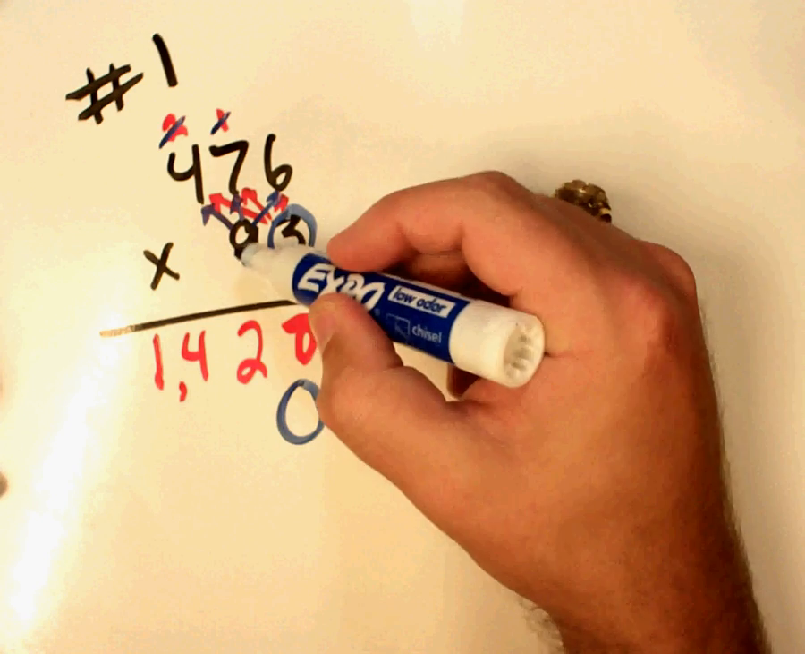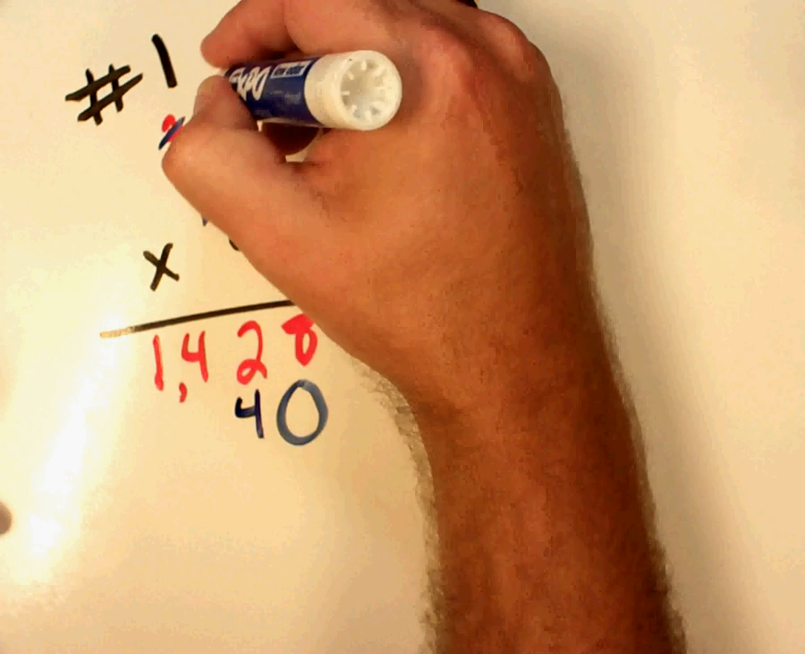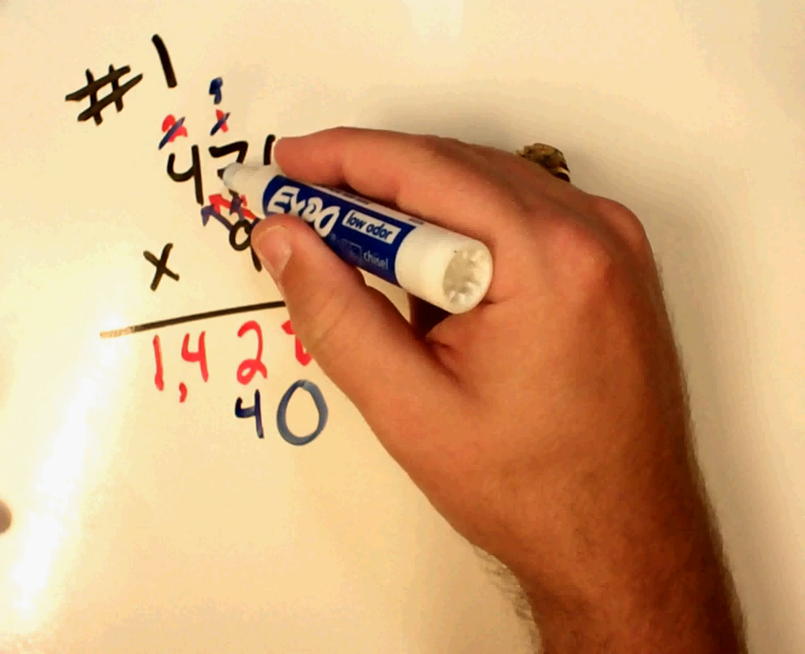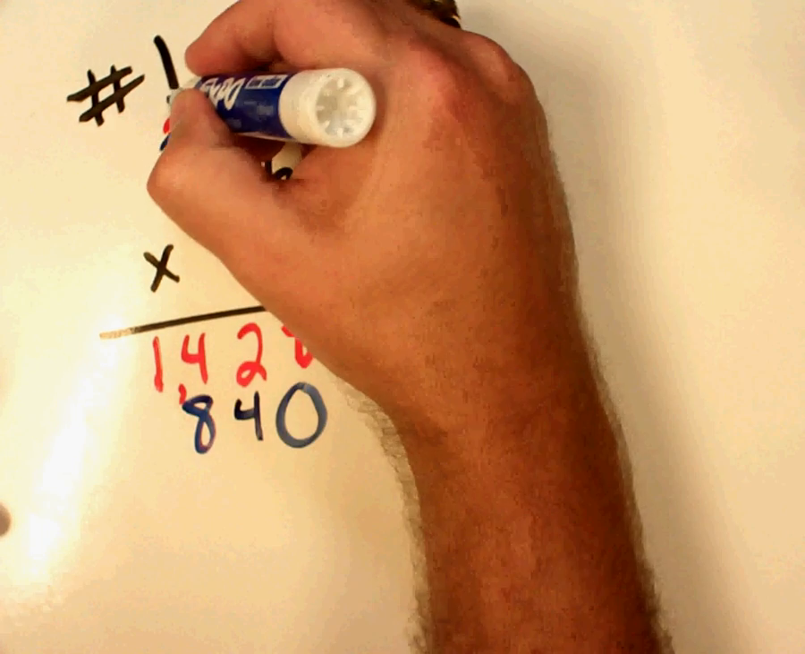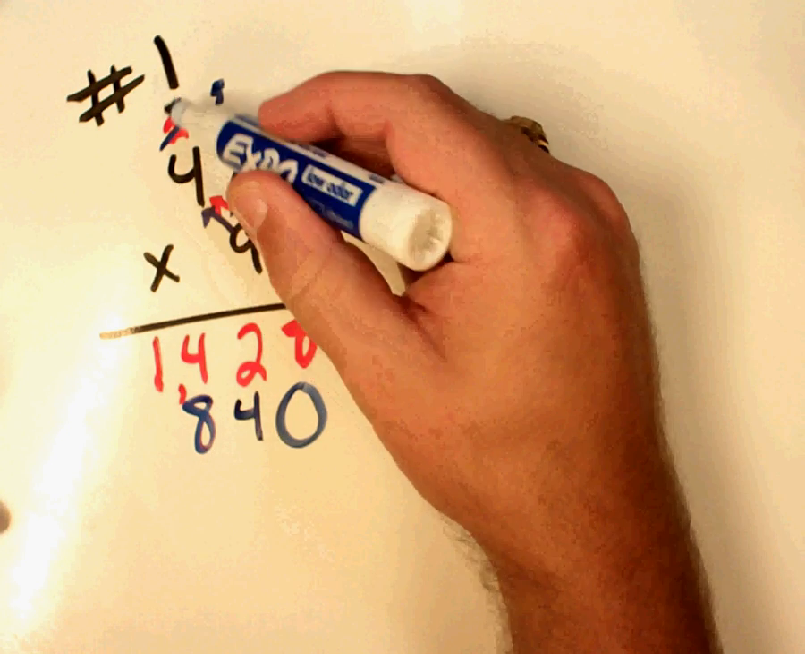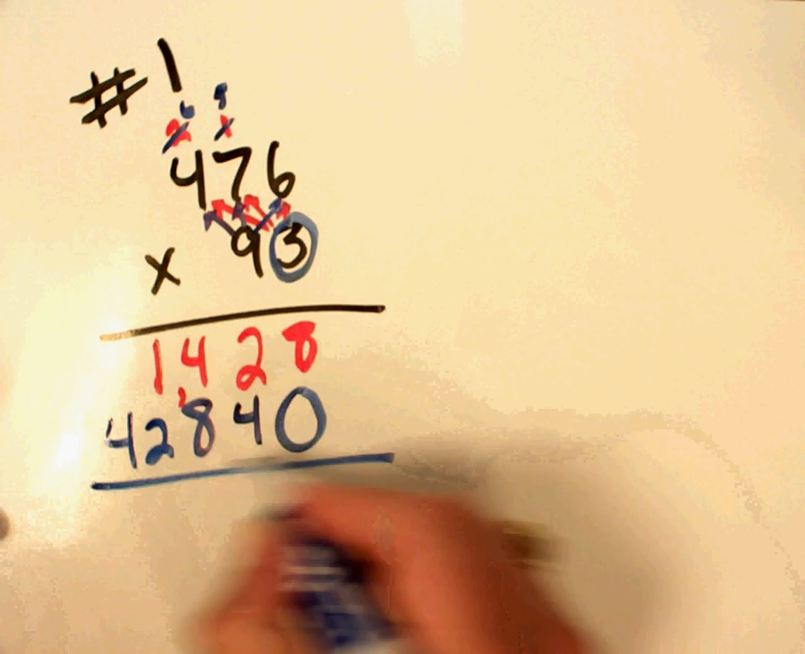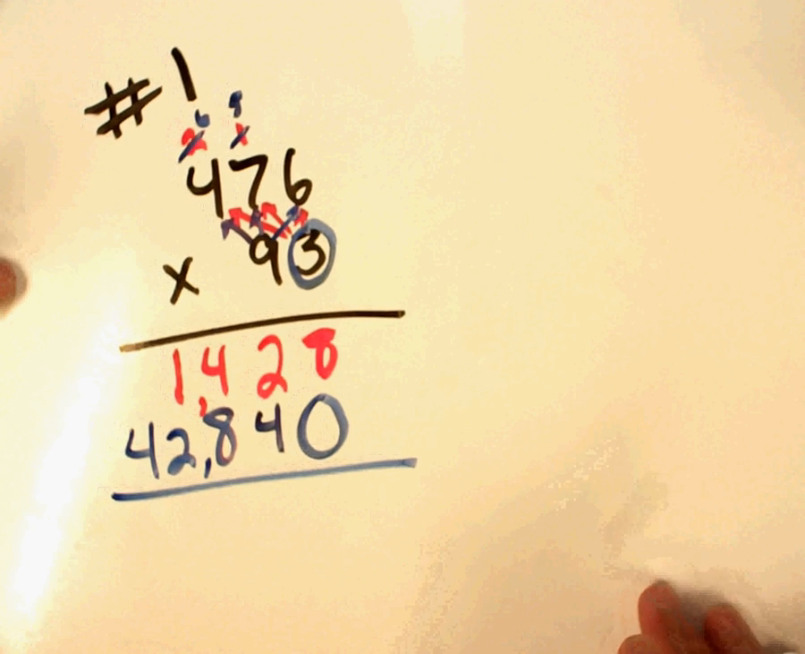Alright, so 9 times 6 gives me 54. Carry my 5. 9 times 7, 63, plus 5 gives me 68. 9 times 4 is 36, plus 6 gives me 42. And so, I've got my 2 partial products now.